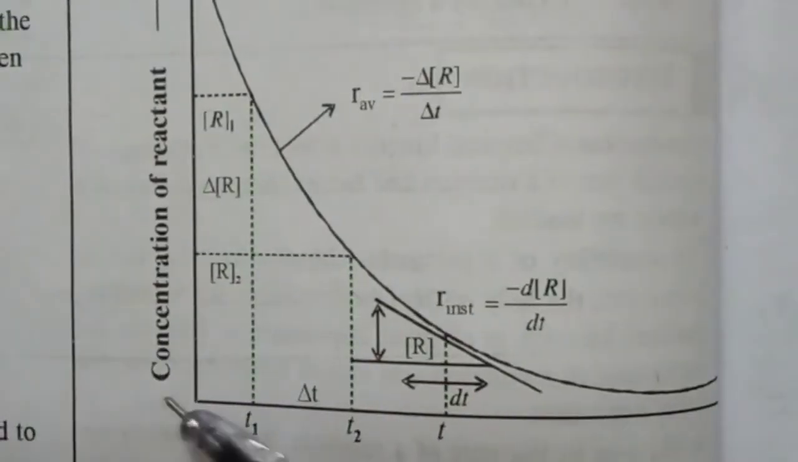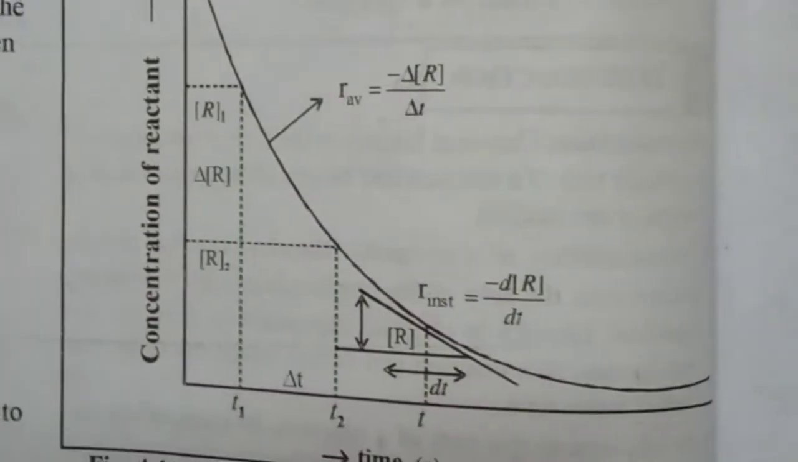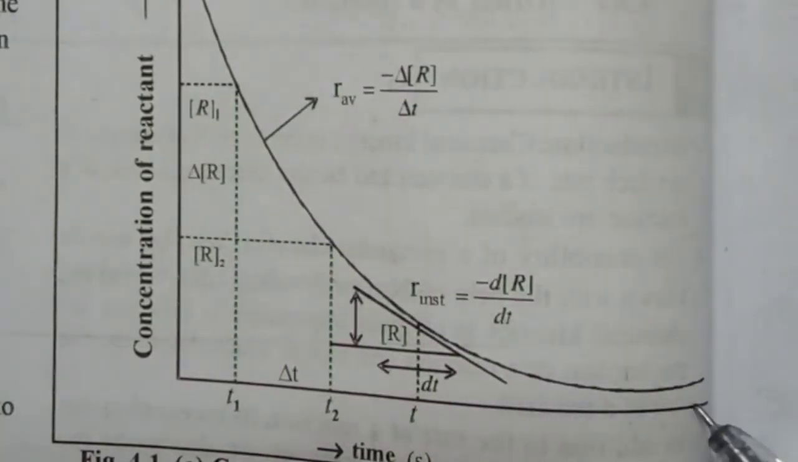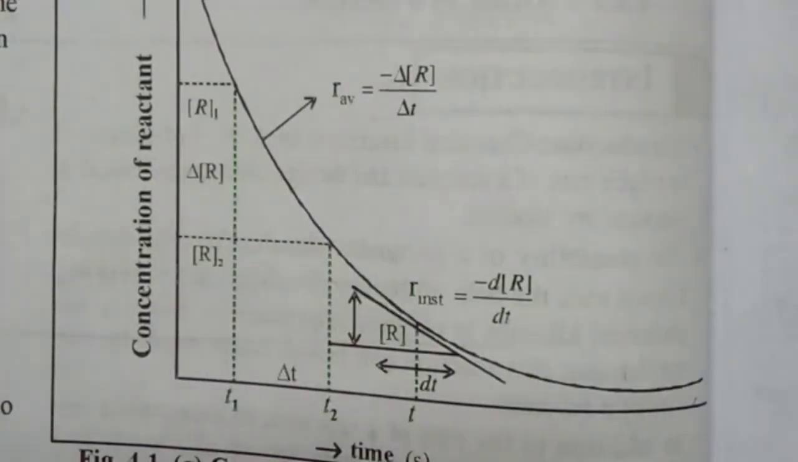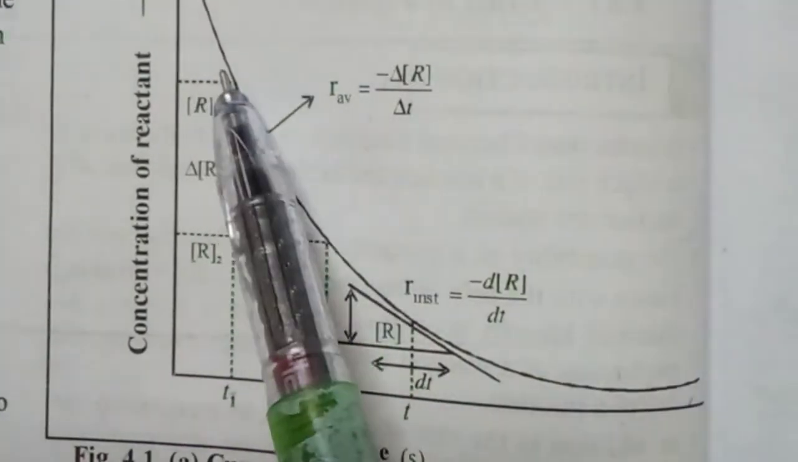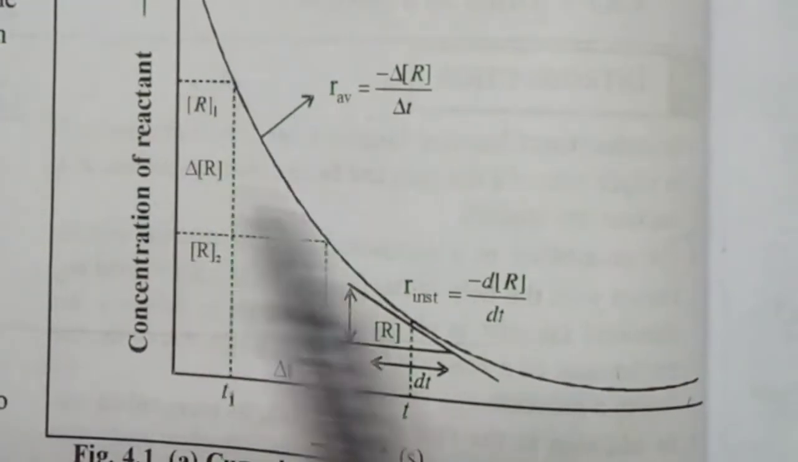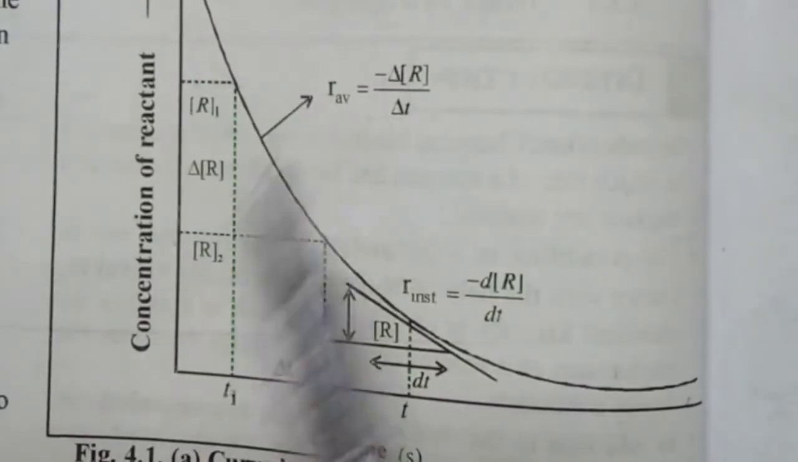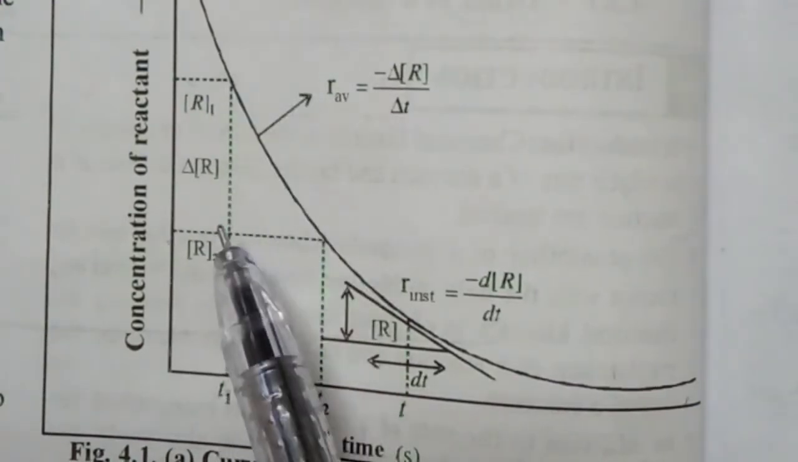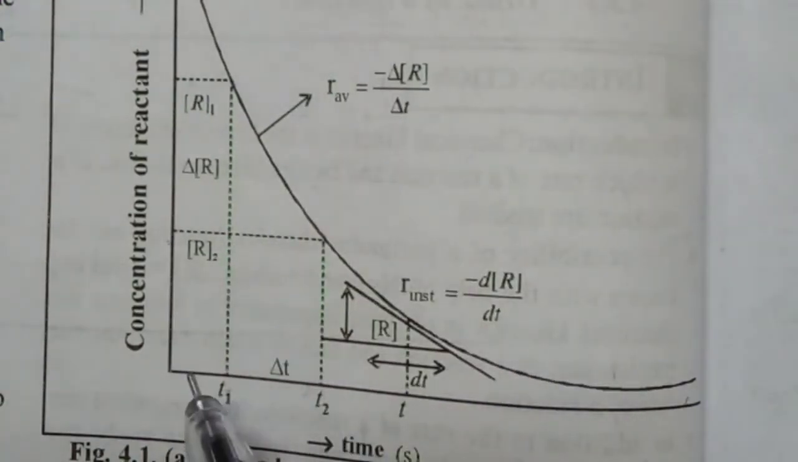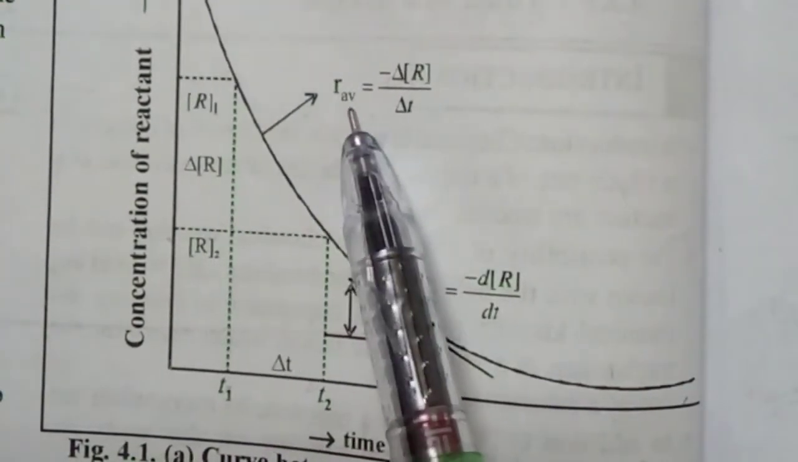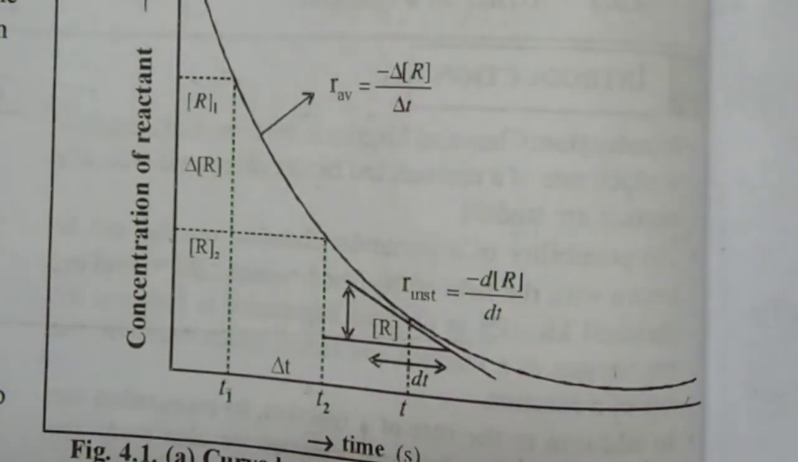See, this is the graph between the concentration of reactant and time. It shows the decrease in the concentration of the reactant as time passes. At time T1 the concentration was R1, and after delta T, at T2, the concentration decreased to R2. So R average will equal delta R upon delta T. Delta R means R1 minus R2 and delta T means T2 minus T1. It is the average rate, R average. Okay, clear? See the example.